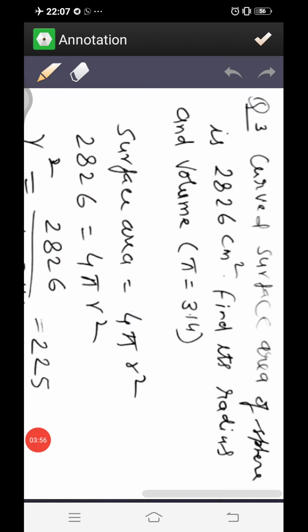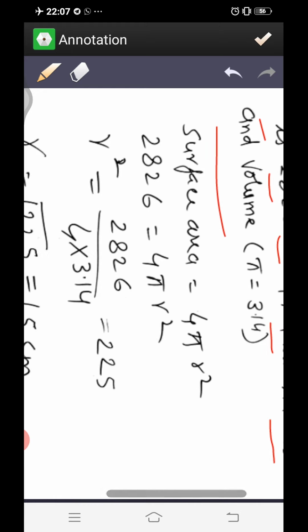Let us take question number 3. The curved surface area of a sphere is 2826 centimeter square. Find its radius and volume. Whatever is given, here the curved surface area is given, first of all we will apply the formula for curved surface area. So surface area is equal to 4 pi r square. It is given 2826 equal to 4 pi r square. So r square is equal to 2826 divided by 4 pi.